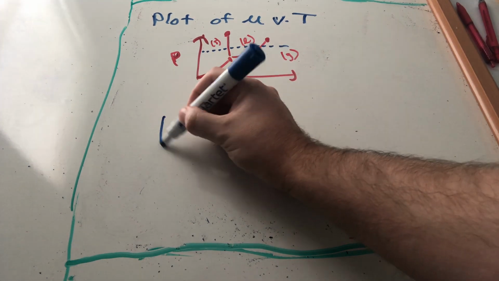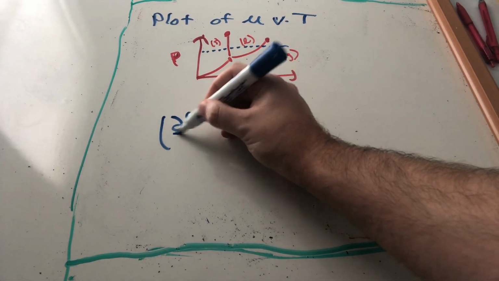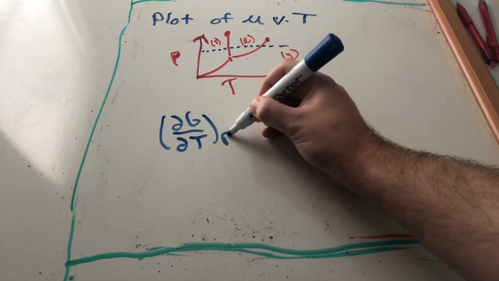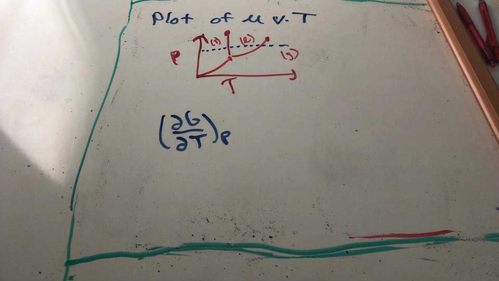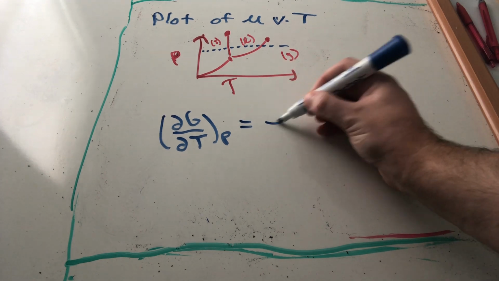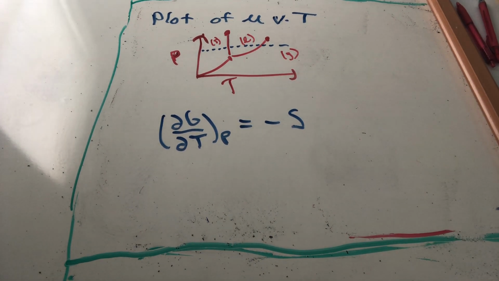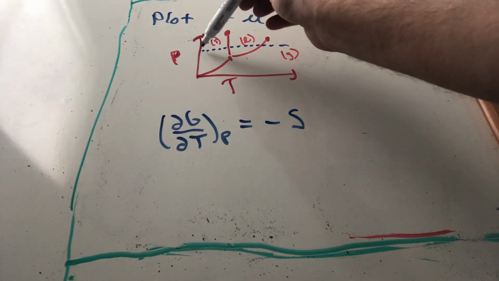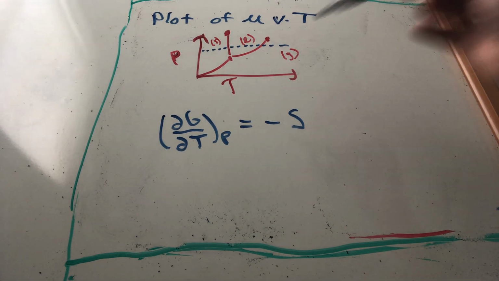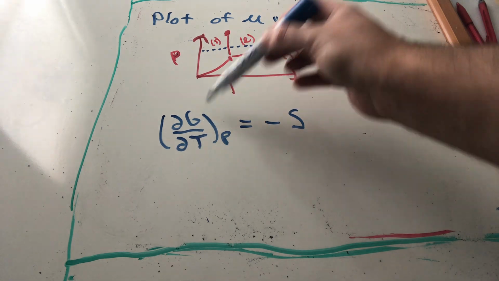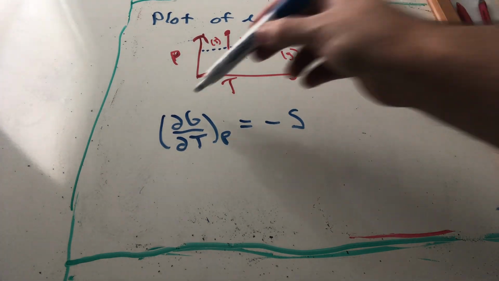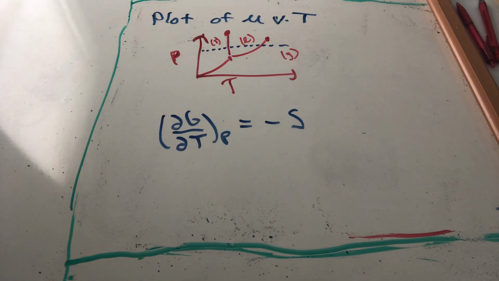So, for instance, from last chapter, we derived that partial G, partial T at a constant P is something that we know to be minus S. Now, how does that apply here? What are we doing? We're keeping pressure constant as we walk across. What's changing? T is changing as we walk across this process. And what do we want to monitor? We want to monitor what happens to G.